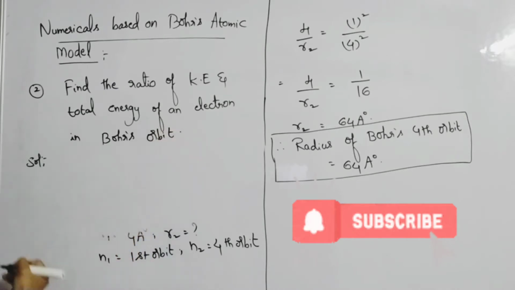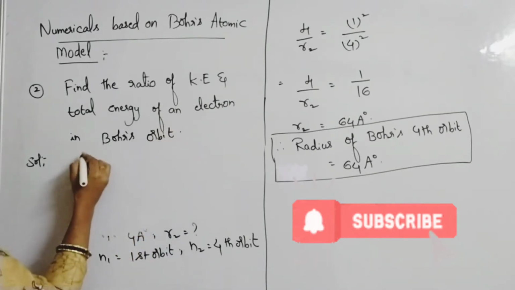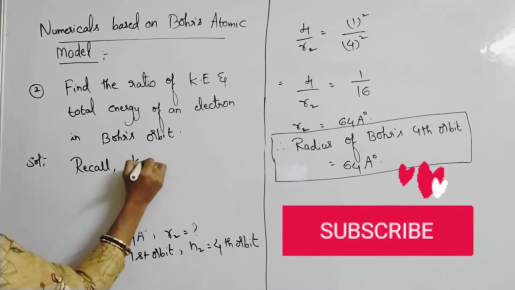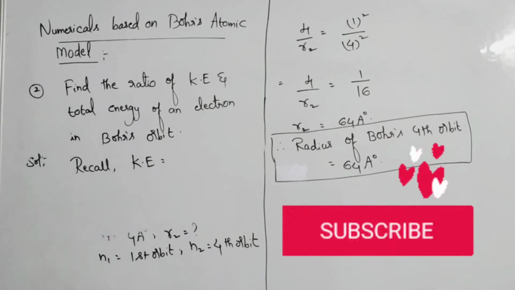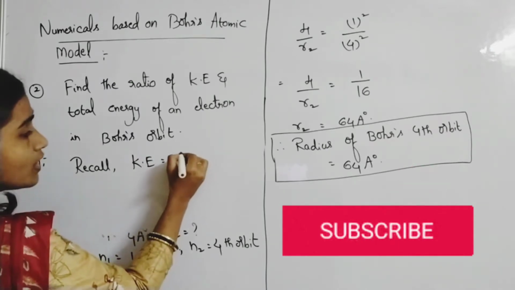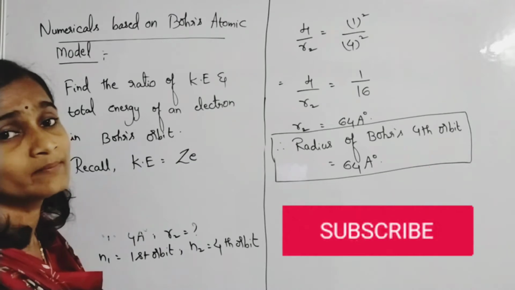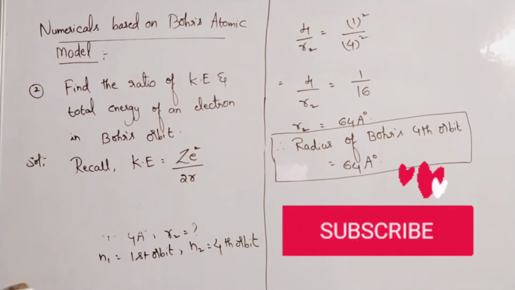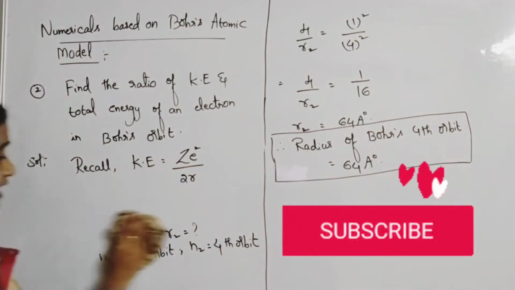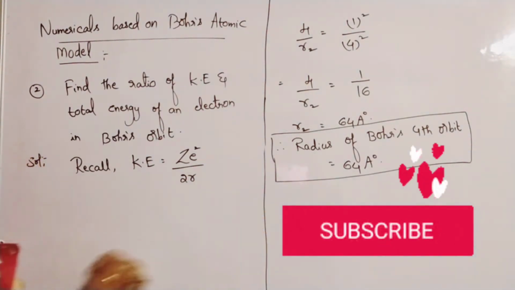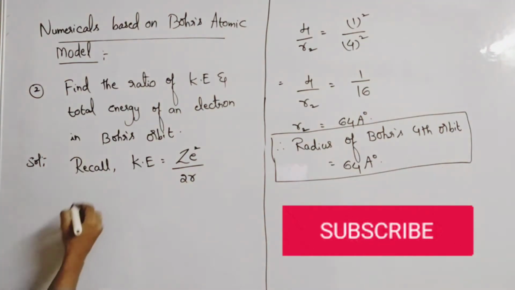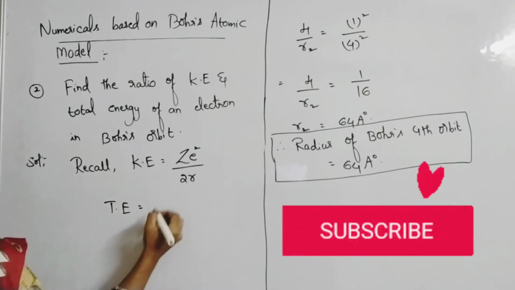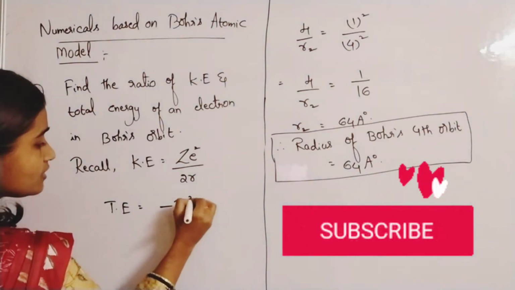This is your question. So we have to recall the formulas. What is the formula for kinetic energy? Ke, the kinetic energy of the electron, is equal to Ze square by 2r. And what is the formula for Te, the total energy? You need to recall all these formulas, dear children. The total energy of the electron is given by the formula minus Ze square by 2r.